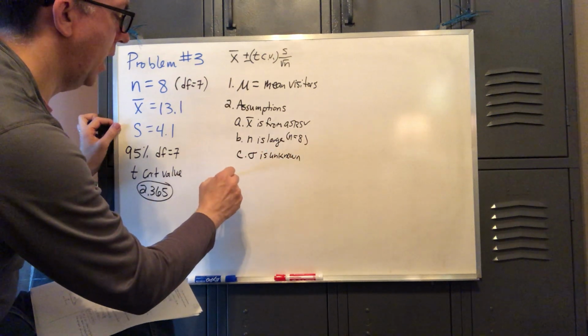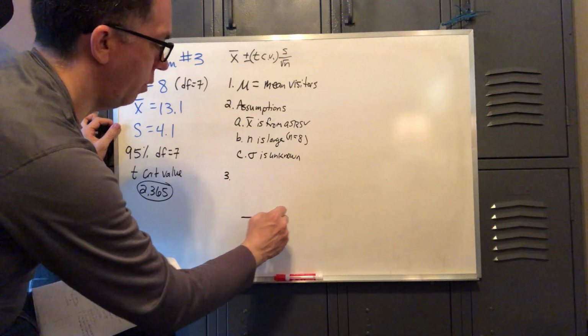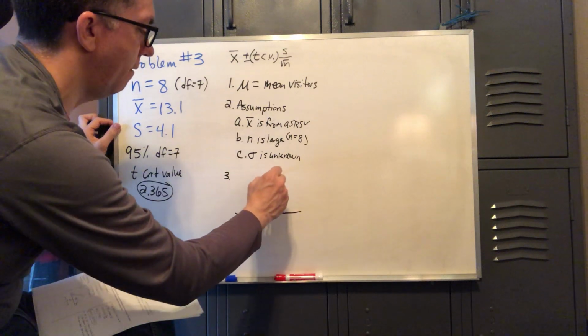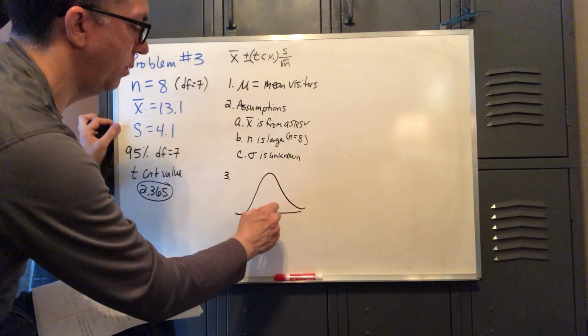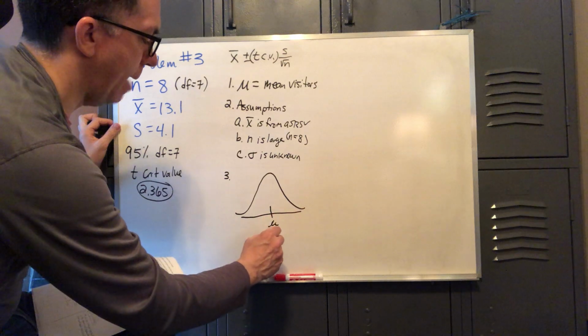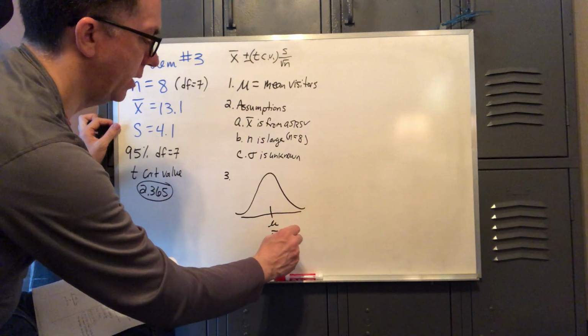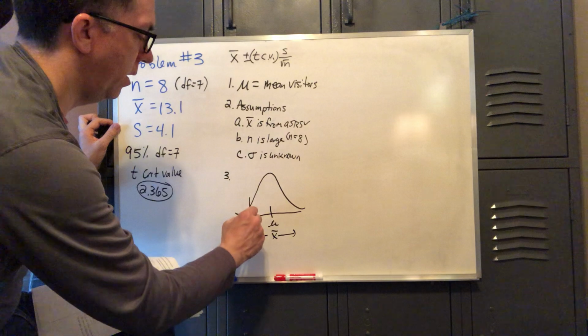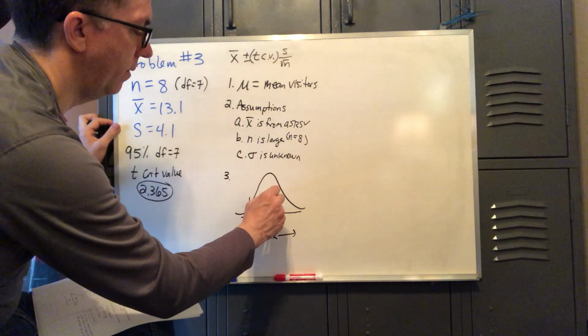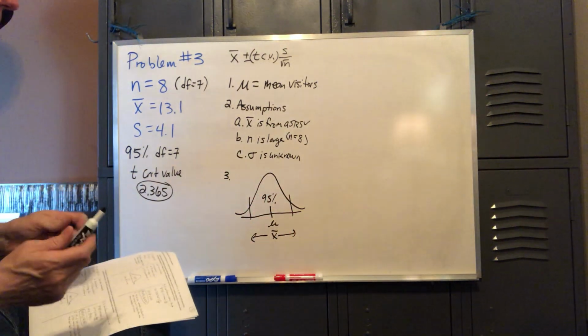Number 3, a sketch to show what we're actually doing. Here we have the truth, the population distribution, and we're trying to capture it with a confidence interval based on the middle 95% of observations, okay?